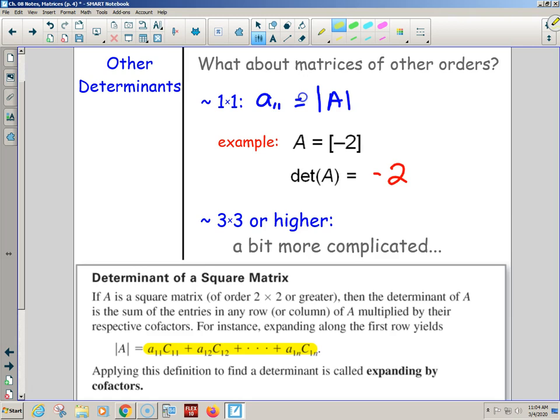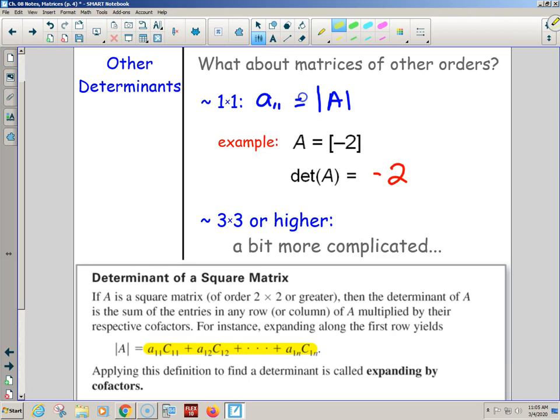What if it's not square? Oh, remember if it's not square, it doesn't have an inverse, which means I wouldn't be finding a determinant. Good question though. I don't think we've actually mentioned how determinants are only of square matrices. I don't think I've said that.